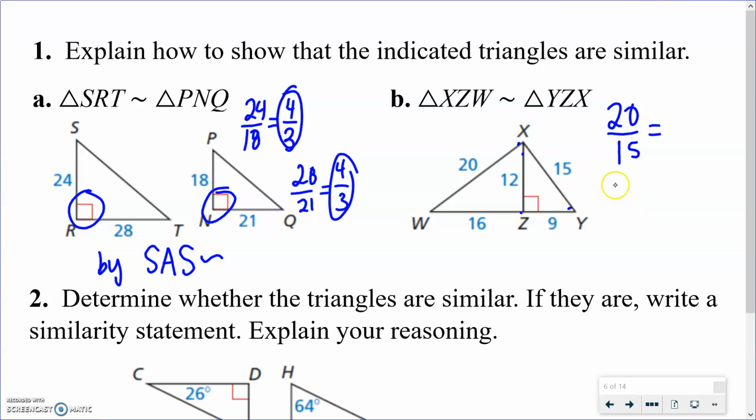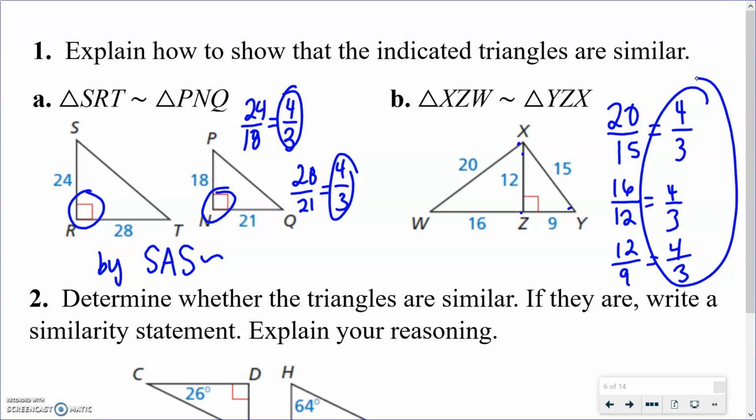Then the middle side is 16 on the bigger one, 12 on the smaller one. And then the smallest side, 12 over 9. We want to show this is similar by side-side-side similarity, so we simplify all of these. This simplifies to 4 over 3, this simplifies to 4 over 3, and this also simplifies to 4 over 3. Since all three are the same, this is side-side-side similarity.